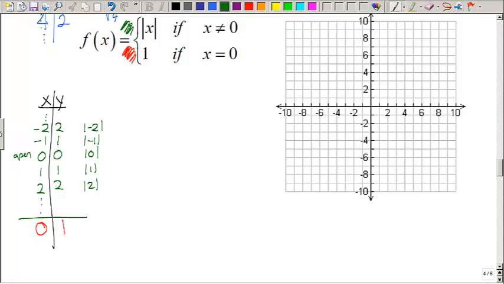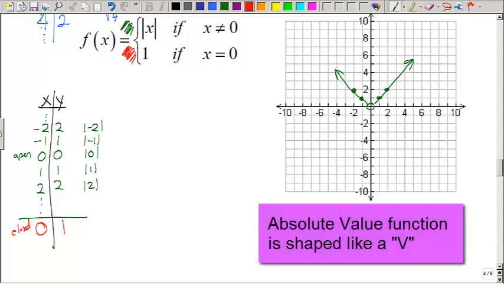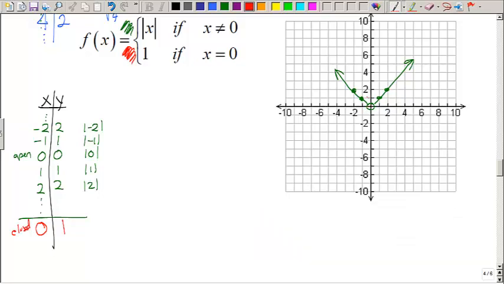But for my red function, when I plug in 0, the only value I get out is 1. To plot this, I have negative 2, 2, negative 1, 1. At 0, 0, make sure that you have an open circle there. I have an open circle in the green part, but I have a closed circle for my red part. 1, 1, 2, 2, and you can see that your line kind of looks like a V shape, which we're going to talk a little bit more about next unit. For my red part, I have 0, 1. I have a nice closed circle right there at 0, 1.